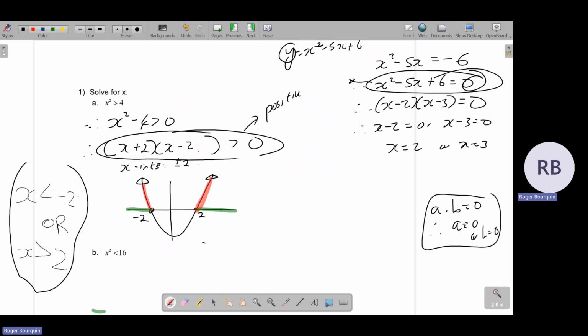Everyone happy with that? Good, the right answer. Right, okay. So now, go write that same answer in interval notation. How do I write x is smaller than negative 2 in interval notation? Minus infinity, negative 2 is the area to the left, 2 to infinity.